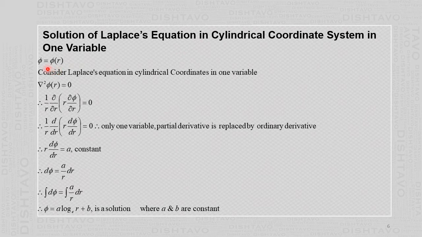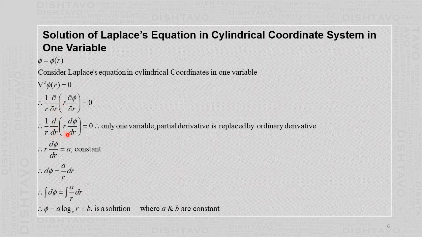So here phi is a function of only r and not theta and z. So we write now the Laplace equation in cylindrical coordinate in one variable. Del square phi of r equal to 0. Here we will not take the second and third terms because the second and third terms contain theta and z, but phi does not depend upon theta and z, only on r. So we write only the first term, 1 by r, dou by dou r, r dou phi by dou r, equal to 0.